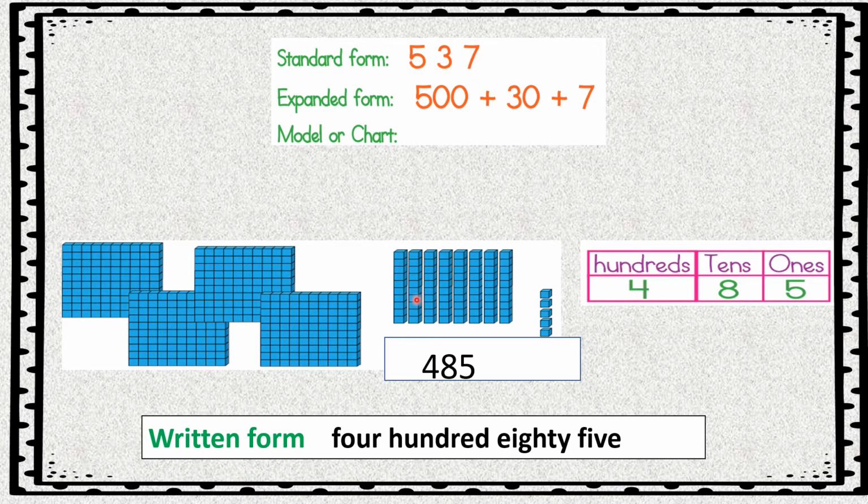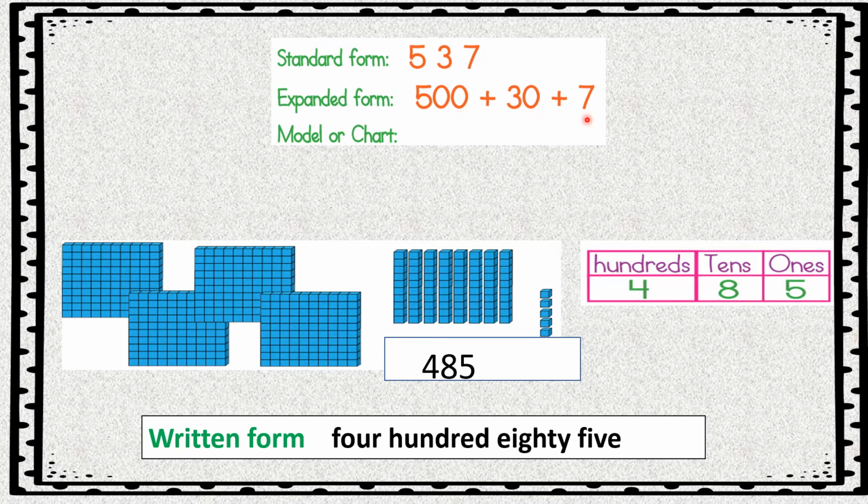On this screen, I'd like to review the different ways that we can write numbers. The first way is the standard form. 537 is written this way, 537. Another way that we can write numbers is using the expanded form. And remember, expanded form means to stretch it out like a rubber band. You stretch the number out. Expanded form for the number 537 would be 500 plus 30 plus 7.